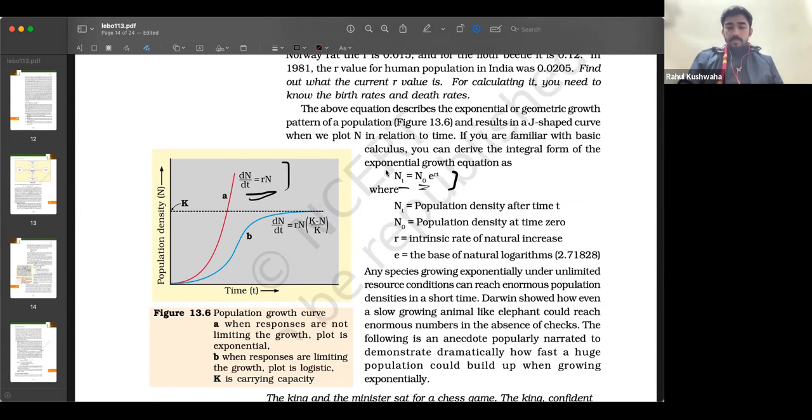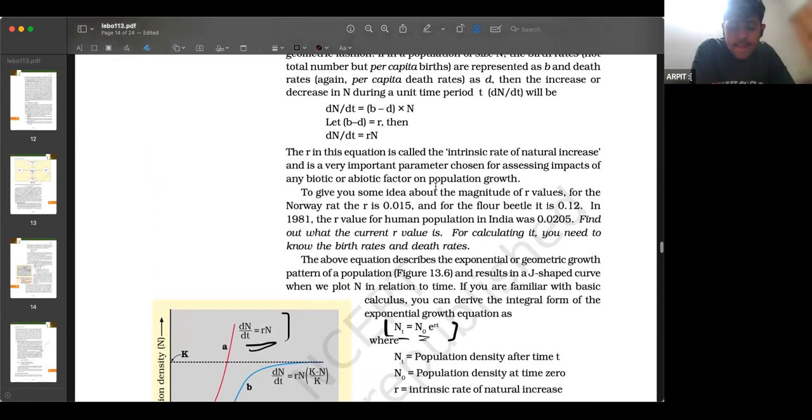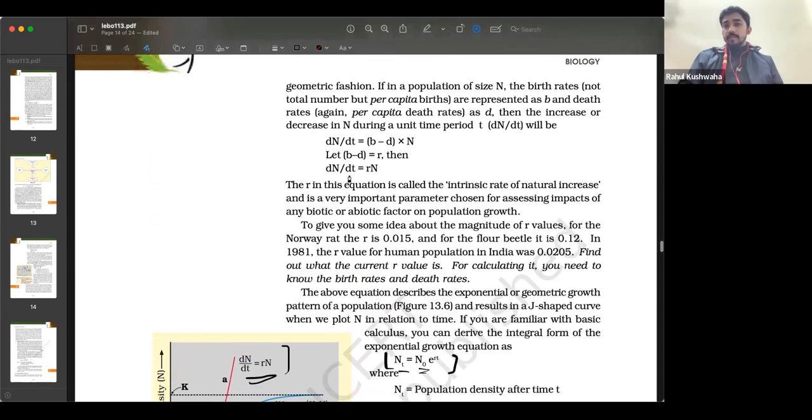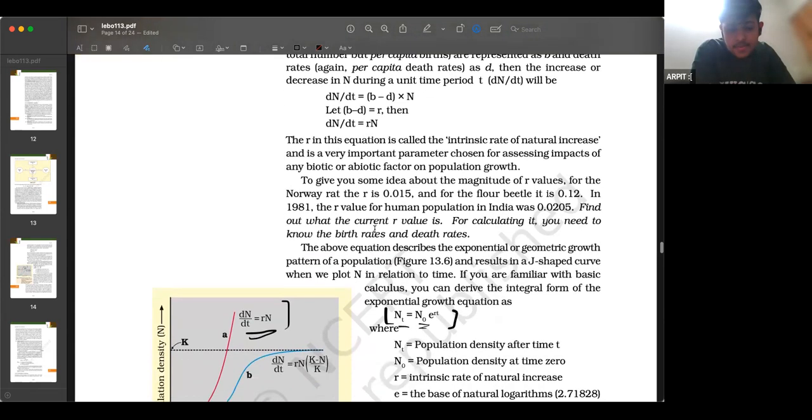Through this equation, if you pay attention, you don't have to find the change. You are finding the density only at time t, right? And with the other one, you find the change, dN by dt. That's why this is called that.